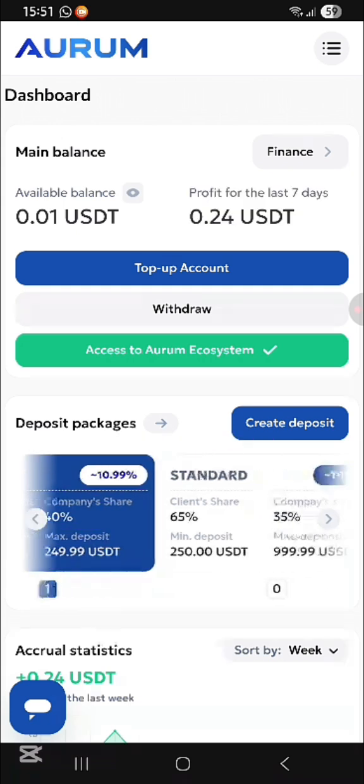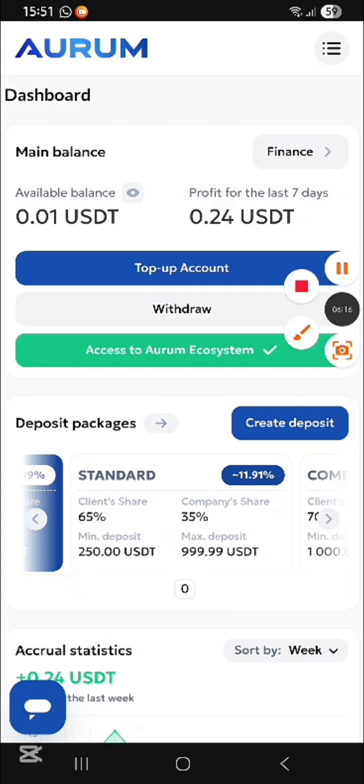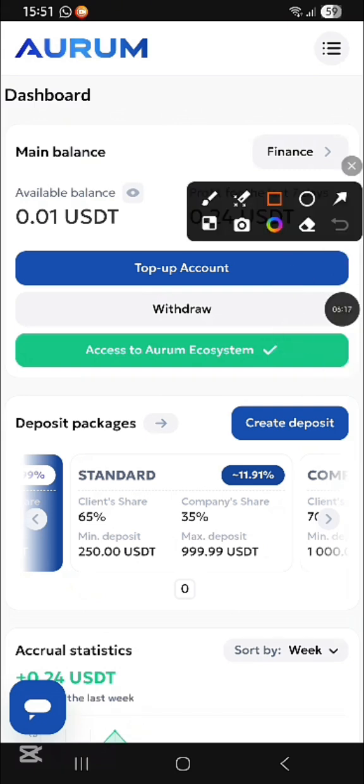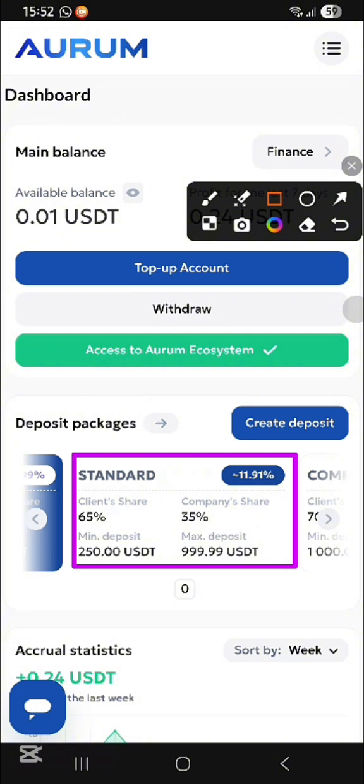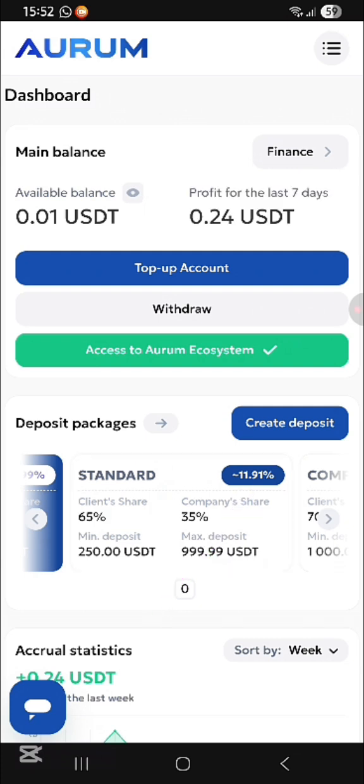The next one you can see here is standard. Now standard is if your trading capital balance falls between, as you can see, $250 to $1,000, all right? You will be under the standard plan, which gives you a return rate of plus 11.91%, which you can call 12% monthly, okay? So that is that. Let's move to the next one.